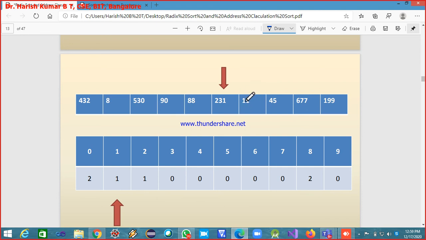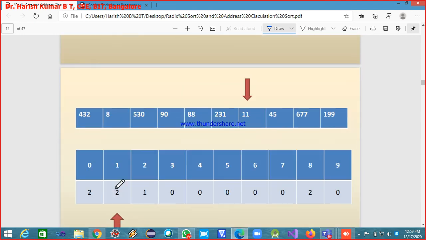11 is the next element. Again at the ones place, the 0th place, we have 1. Again we increment the count associated with 1. So its current value is 1 and it's going to become 2 here. So it has become updated to 2.